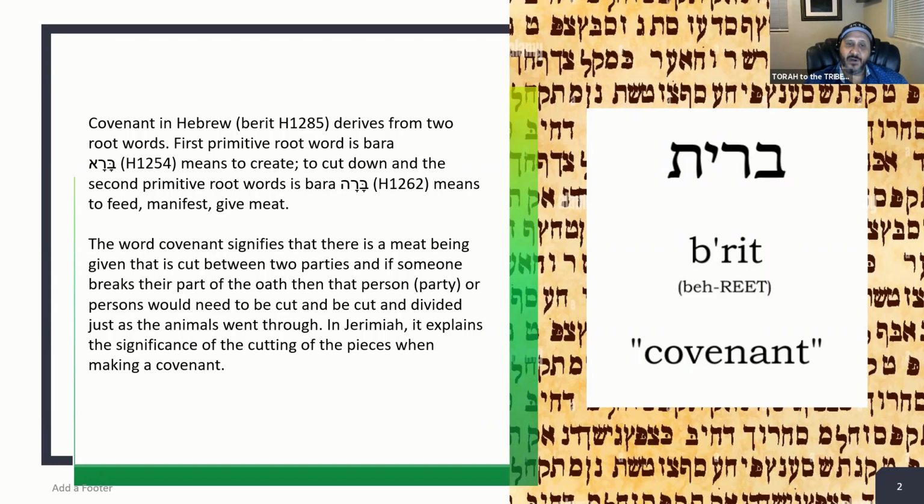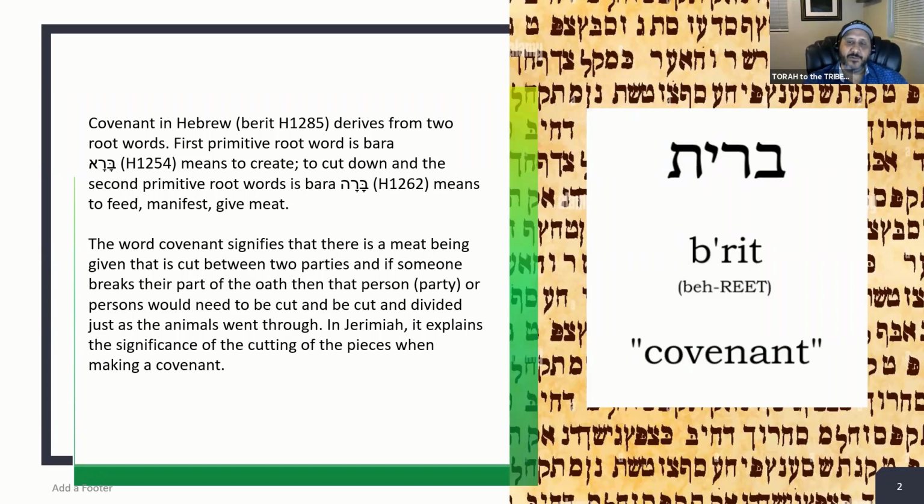The first primitive word is bara, H1254, which means to create, to cut down. And the second primitive root word is bara, very similar, H1262, which means to feed, to manifest, give meat. Meat is another way of saying food. Both of these words begin with bet and resh in Hebrew, but instead of ending with an aleph, the last consonant of the second word ends with a bet. So the last consonant on the second root word ends with a bet, okay, instead of aleph.